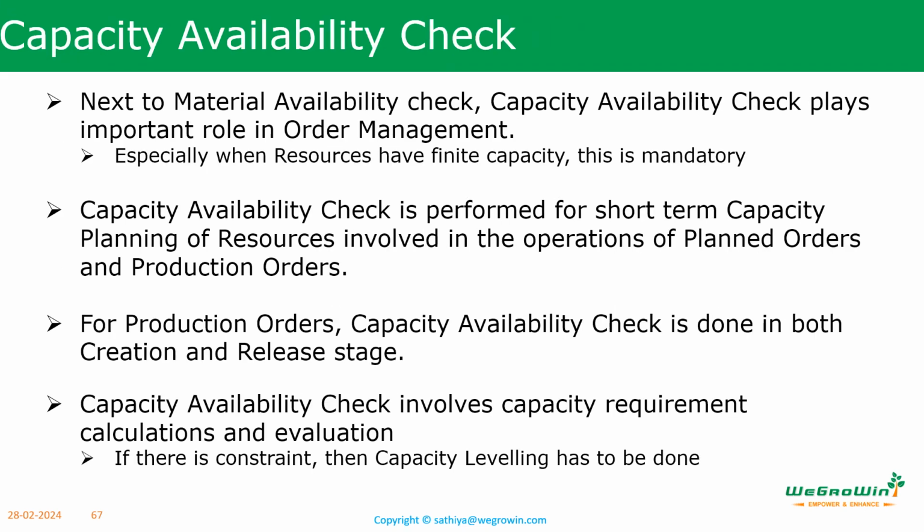After material availability check, there is another thing called capacity availability check. So here, when the resources have finite capacity, we can use this capacity availability check. This is performed for short-term capacity planning of resources, which are involved in operations of planned orders and production orders. For production orders, capacity availability check is done both at creation and release stage. It involves capacity requirement calculations. If there is constraint, then capacity leveling has to be done.